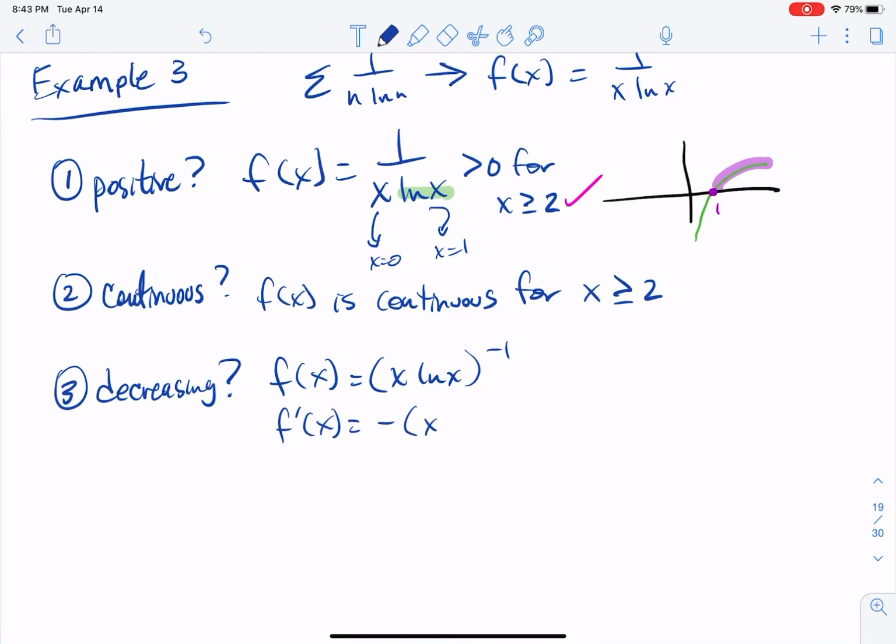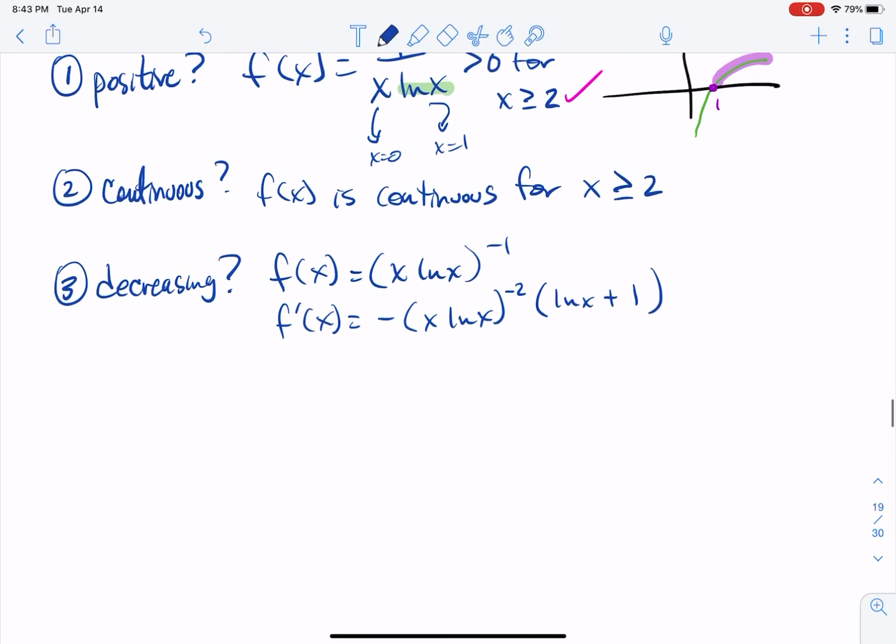Negative x natural log of x to the negative 2 power, and then I need to multiply it times the derivative of the interior, and in order to do that, I will have to use the product rule. Derivative of the first is 1 times the second, natural log of x, plus the first one, which is x, times the derivative of the second one, which is 1 over x. That's just going to be 1. There you go. And maybe rewrite this thing.